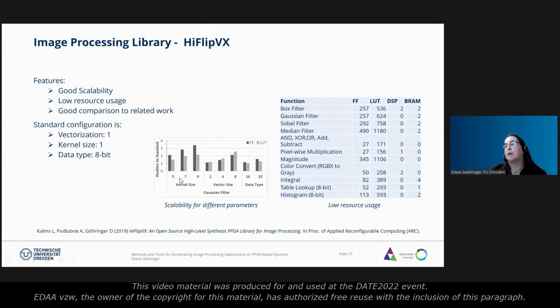And here you see the scalability, shown by the example of the Gaussian filter. Basically, what happens relative to the standard configuration, which is the same as on the previous slide. So how do our resources scale, right? Of course, if we get a bigger kernel size, they grow, but as you see here, quite linearly. The same goes for the vector size, or if we change the data type to 16 or 32 bits.